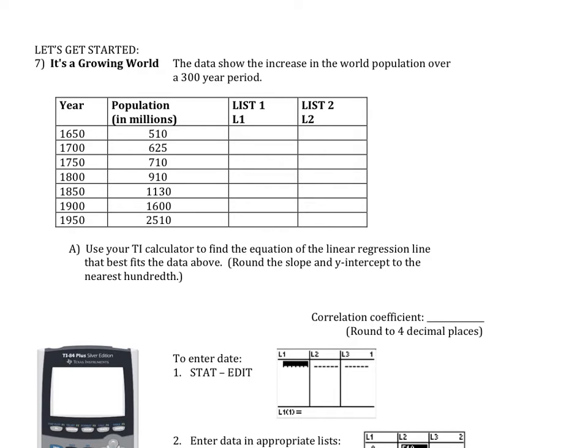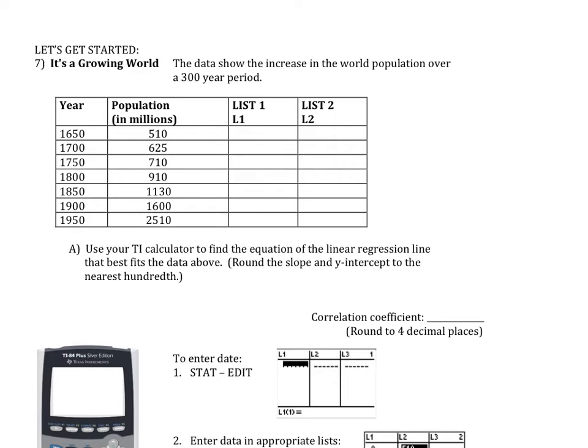The data show the increase in the world population over a 300-year period. In the year 1650, the population is 510 million people. So take a look at what your units are. In 1700, it's 625 million, 1750, 710 million, and so on. So here is our information right there.